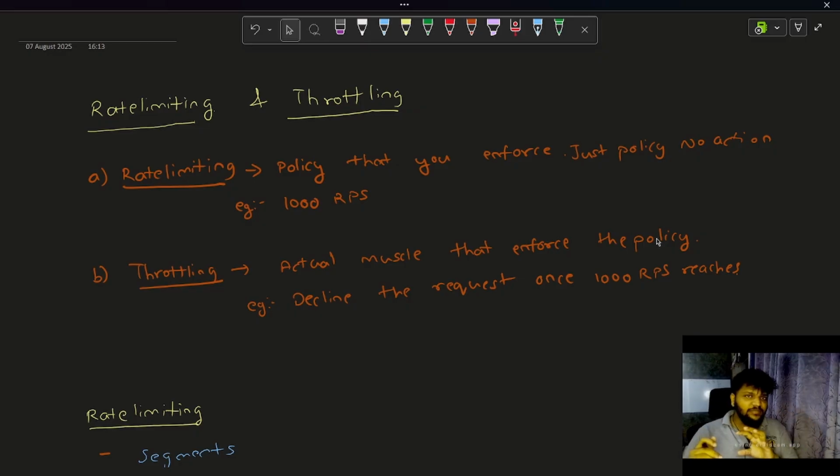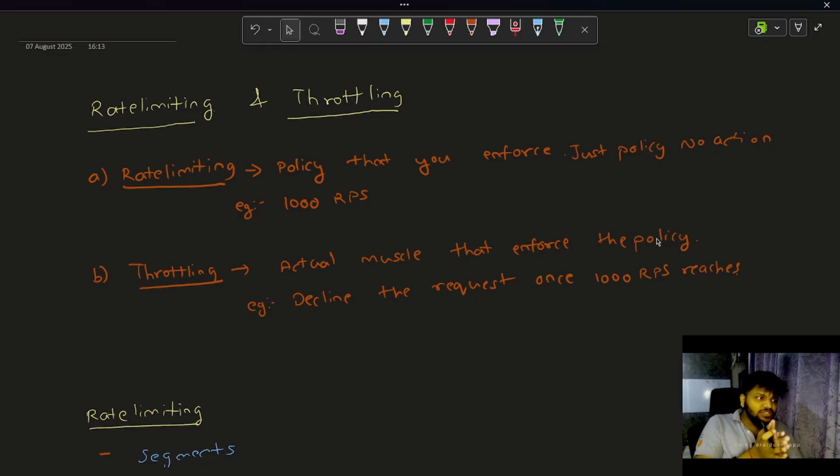Let's start. Rate limiting is nothing, it is just a policy that you are setting. Policy as in, let's say you have done the load and stress testing of your system, and you know my system can take 1000 requests per second or 2000 requests per second. This is the capping which my system can perform. More than that my system can't handle.